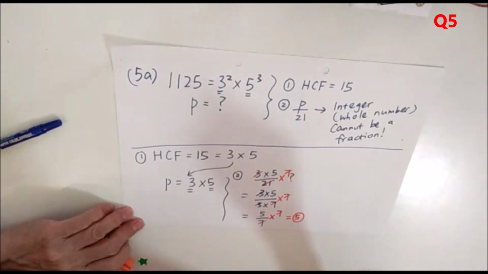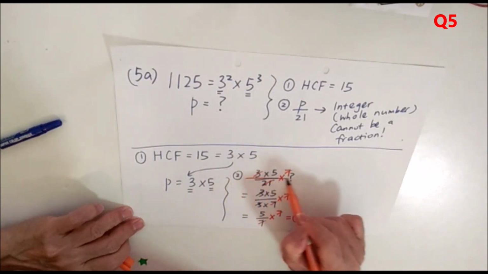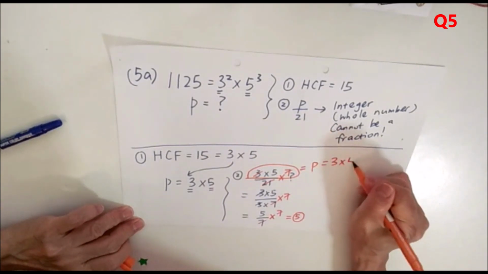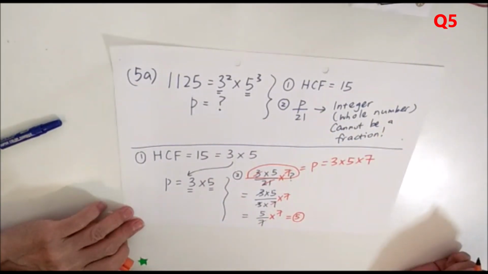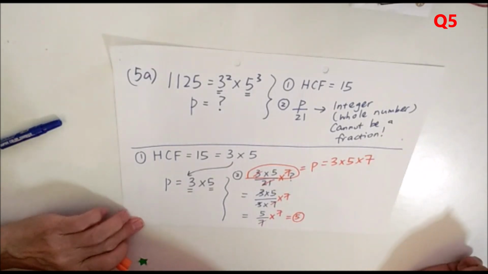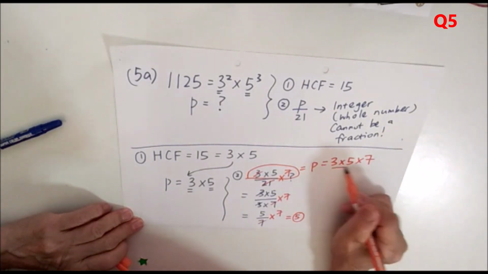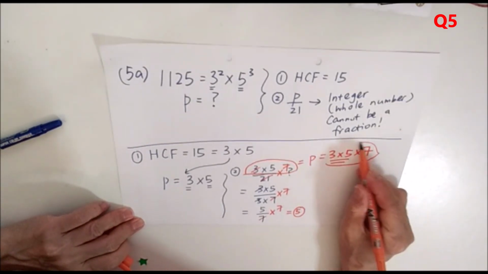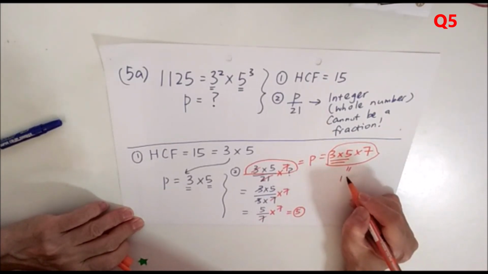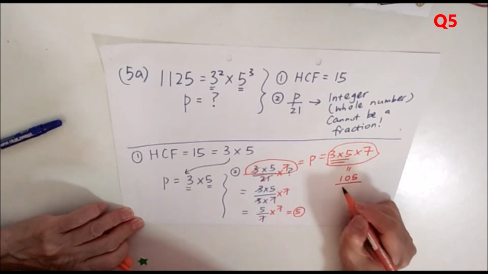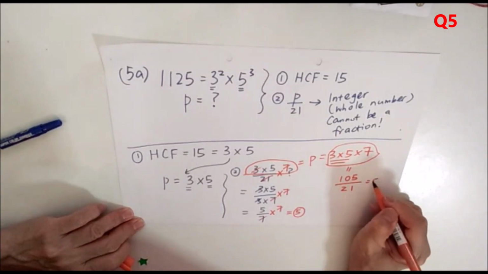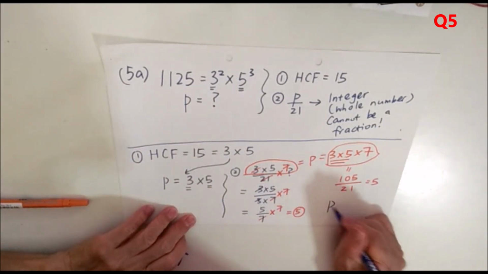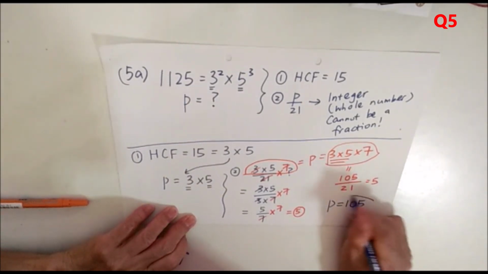So therefore, when P is equal to this entire number, which is 3 times 5 times 7, it will satisfy both conditions. Firstly, the HCF is 3 times 5, and secondly, the entire number here, which is 105, is divisible by 21 because you get 5. So therefore, your P is equal to 105.